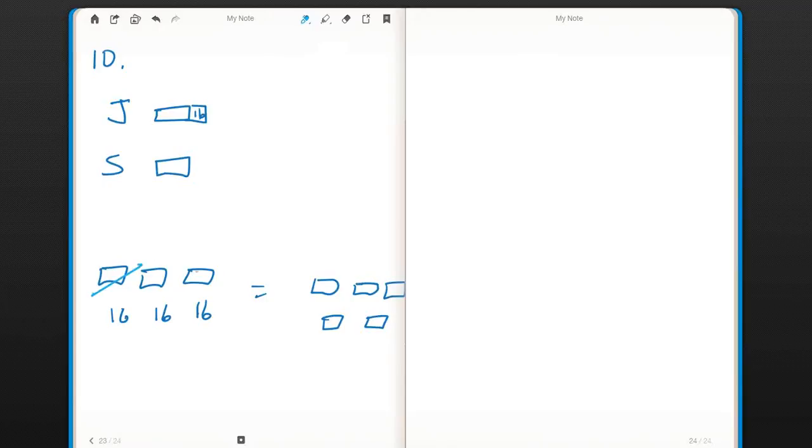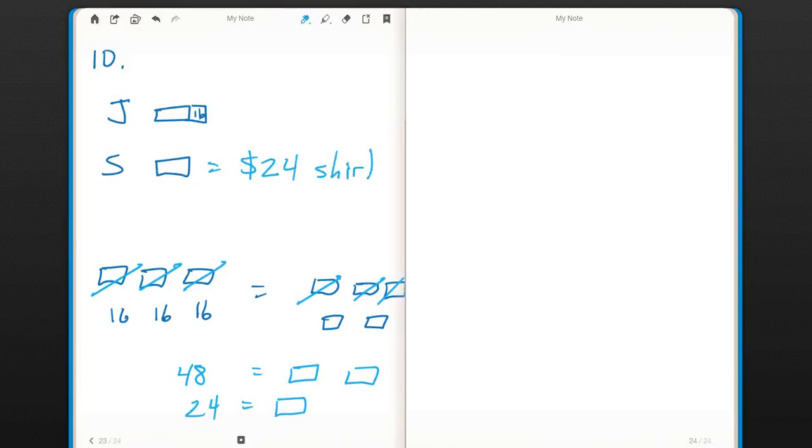So if we take our equal weights and we get rid of 3 boxes on both sides, we now have that 48 is the same thing as 2 boxes, or one of those is equal to 24. The question is, what is the cost of one shirt? And we just found that a shirt is $24. And that is all of the word problems for this section.